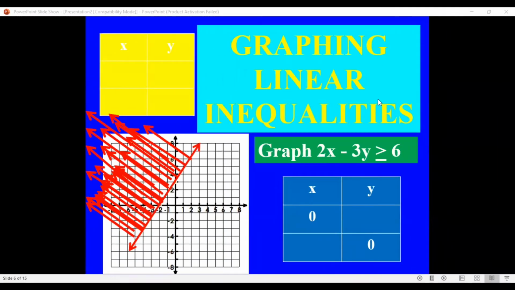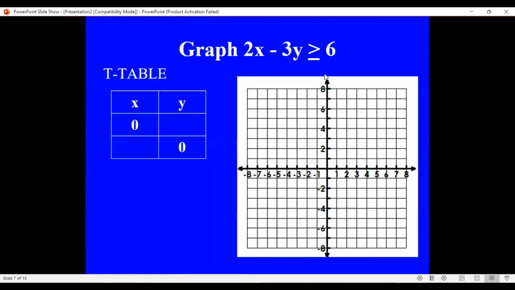How do we graph linear inequalities? The prerequisite knowledge on graphing linear inequalities is the graphing of linear equations. So it is very important that we know how to graph linear equations so that we will understand how to graph our inequalities. For inequalities, there are four possible cases.